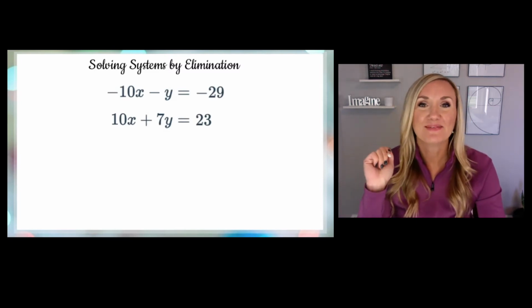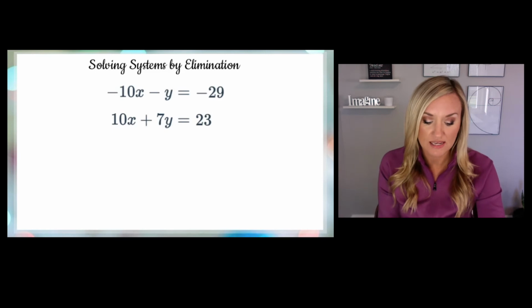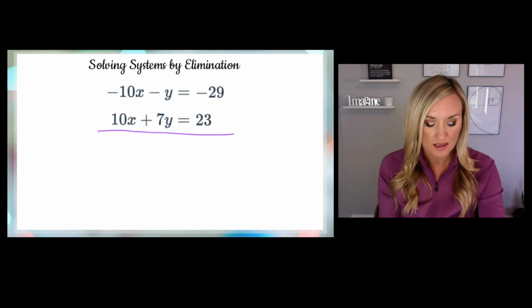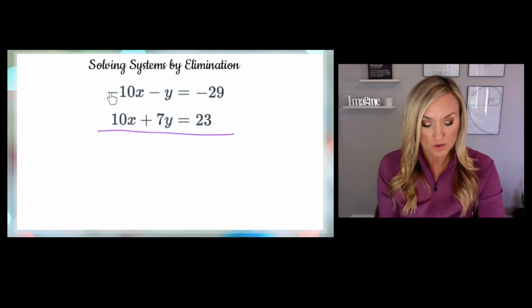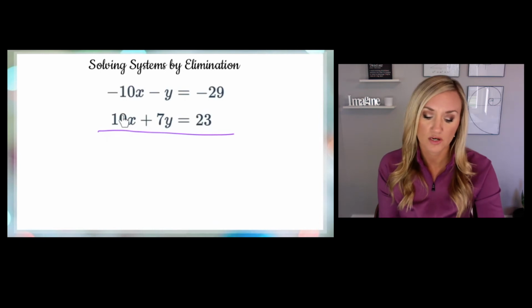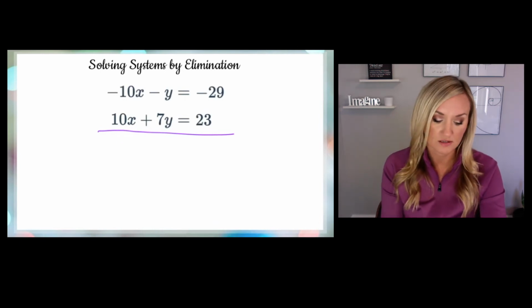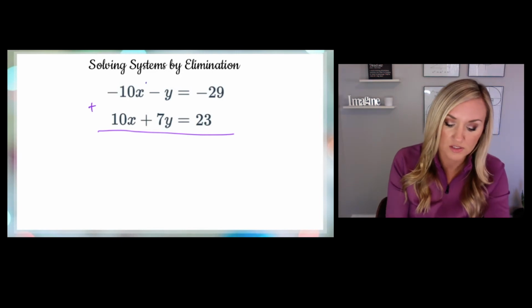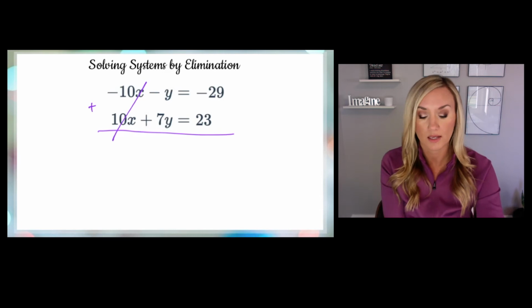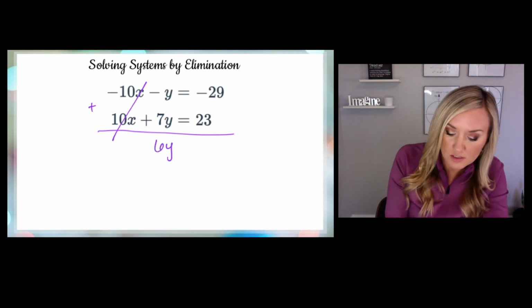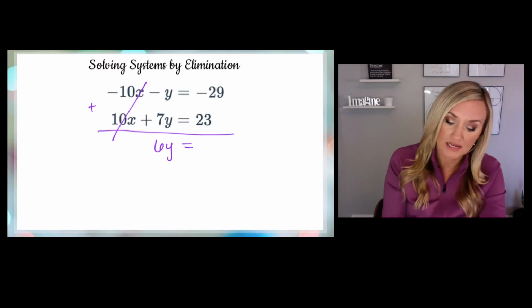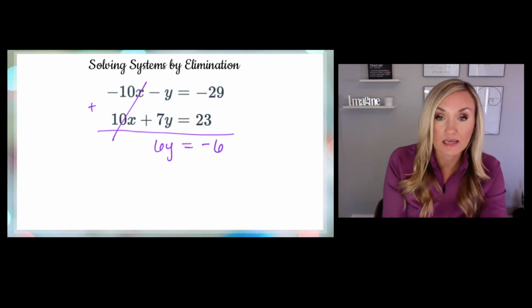Okay, cool. So I want you to take a look and see where you have the same variable and the same number but different signs. And that would be the x's. So you have a negative 10x and a positive 10x, and therefore if I add straight up and down, those are going to cancel. So that's awesome. So negative 10x plus 10x goes away, and I have a negative y plus a 7y gives me a 6y, and then I have negative 29 plus a 23, and that is going to give us a negative 6.